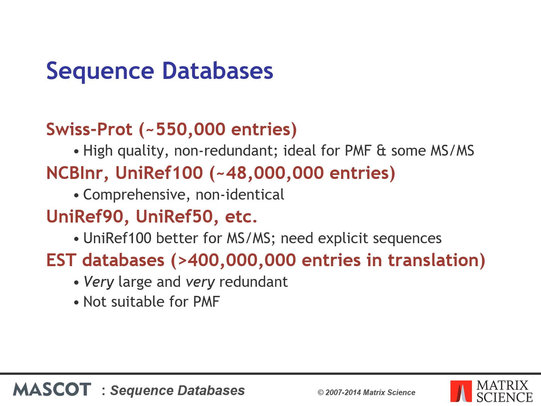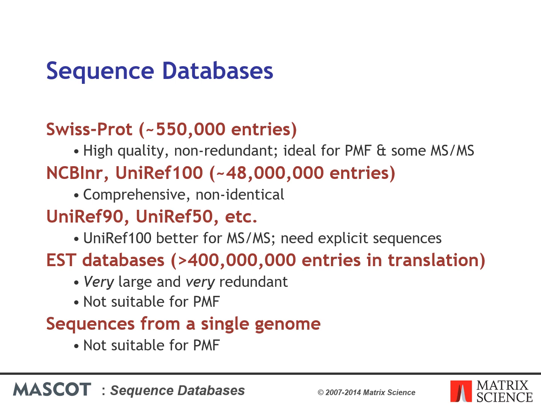If the genome of your organism of interest has not yet been sequenced, it won't be represented in the protein databases, but there may be lots of expressed sequence tags, or ESTs. This is not advisable for peptide mass fingerprinting because many sequences correspond to protein fragments. Single genome databases can sometimes be useful for MSMS searches. You will want to include a contaminants database in the search to ensure spectra from contaminants don't get misassigned to the target organism.